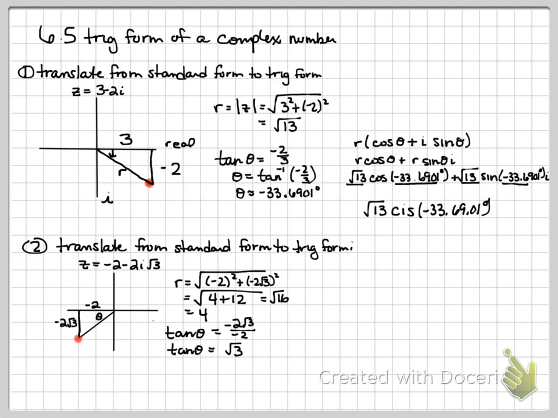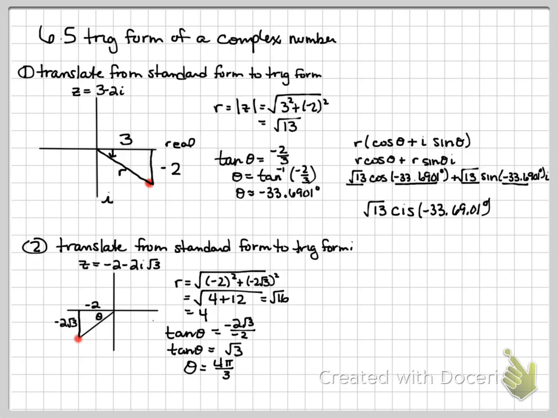And looking at my graph, I know that I need to be in that third quadrant, and the square root of 3 is on our unit circle. So that tells me that my theta is going to be 4 pi over 3.